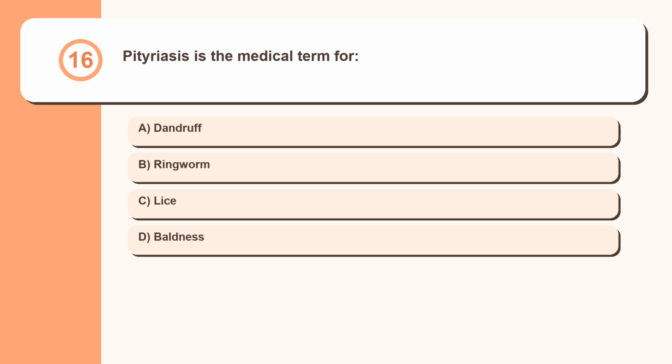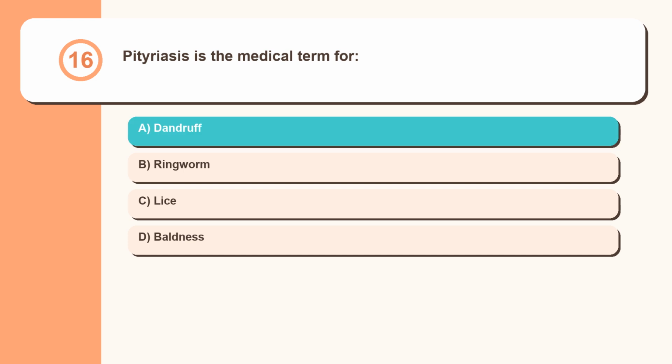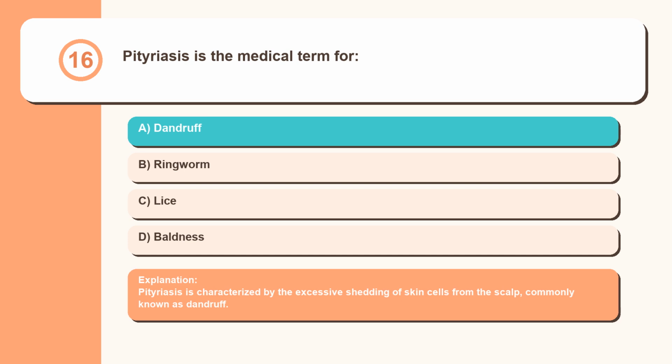Question 16. Pityriasis is the medical term for: dandruff, ringworm, lice, baldness. Pityriasis is characterized by the excessive shedding of skin cells from the scalp, commonly known as dandruff.